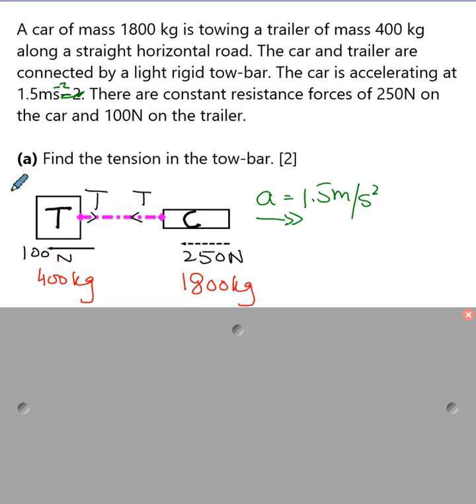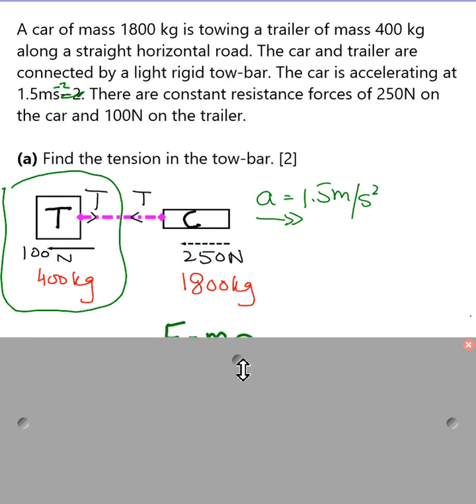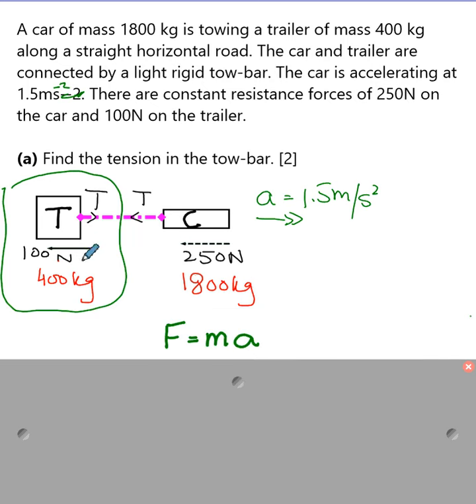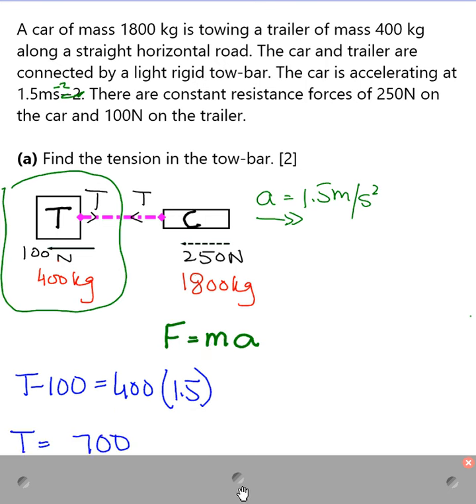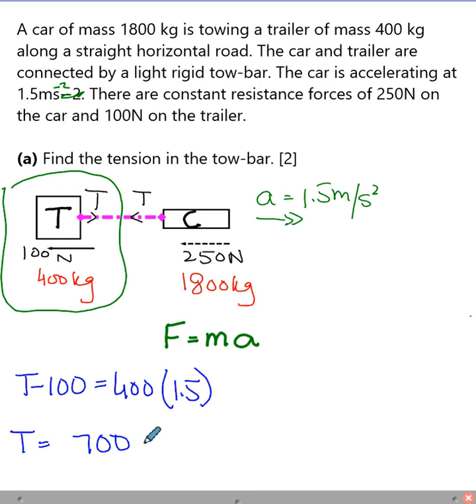So what I will do, I will make use of this part of the system to find the tension in the tow bar. There is no forward force given to me, so I will not consider this part at the moment. So using Newton's second law of motion, which is F equals ma, the forward force is T Newton, and the backward force, which is due to friction, is 100 Newton. So the resultant will be T minus 100 equals mass 400 times acceleration 1.5. So I will simply calculate and I will get my tension 700 Newton. Unit is important to write here.